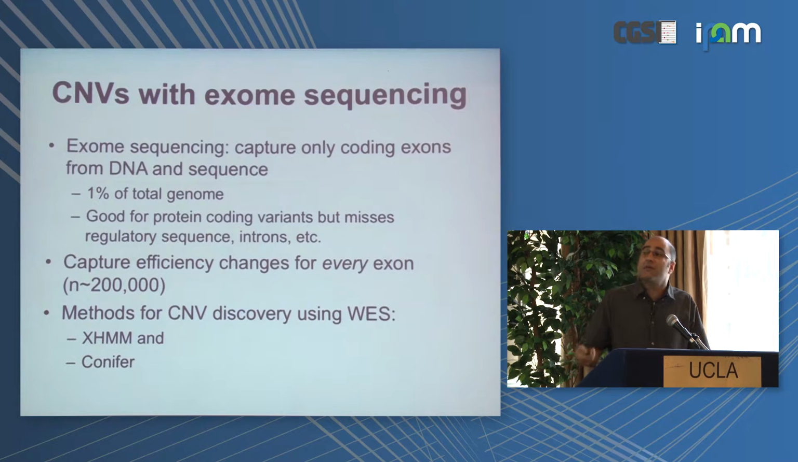There are a couple of methods, there are many methods, as a matter of fact, developed for copy number discovery using whole exome sequencing. The two that I'm familiar with are XHMM and CoNIFER, which work quite well for calling copy numbers on large regions of the genome.